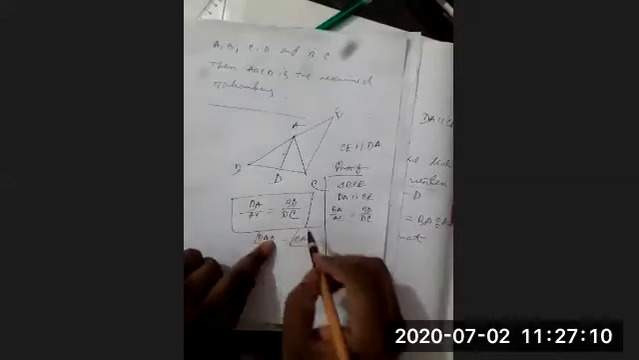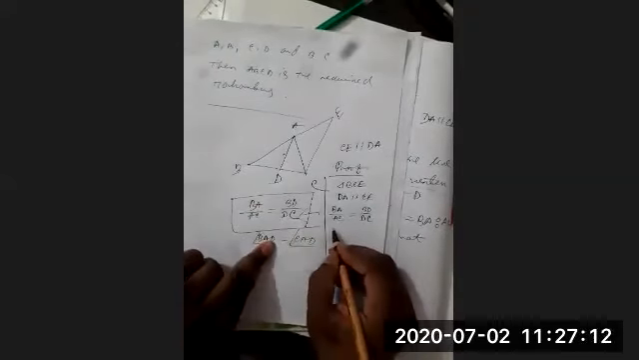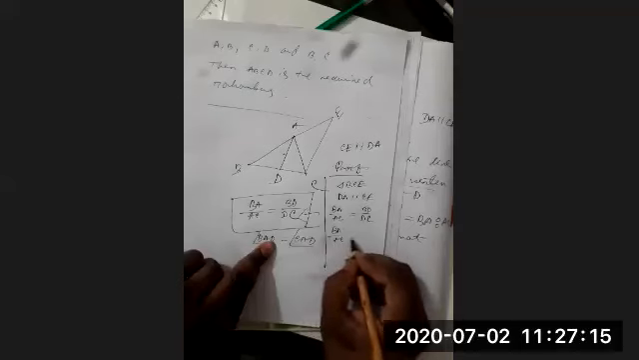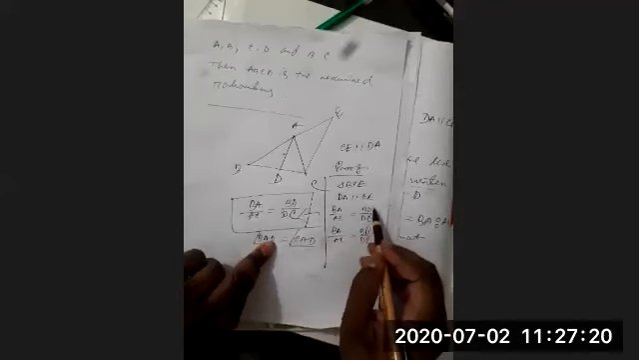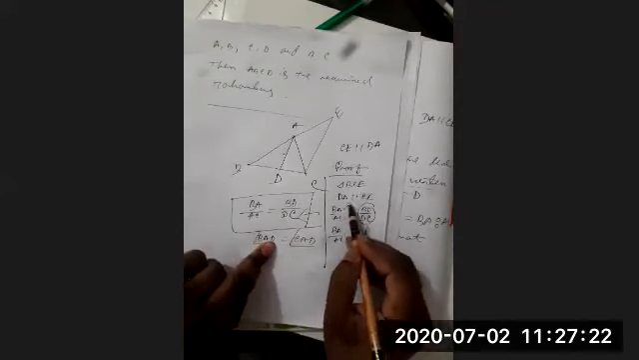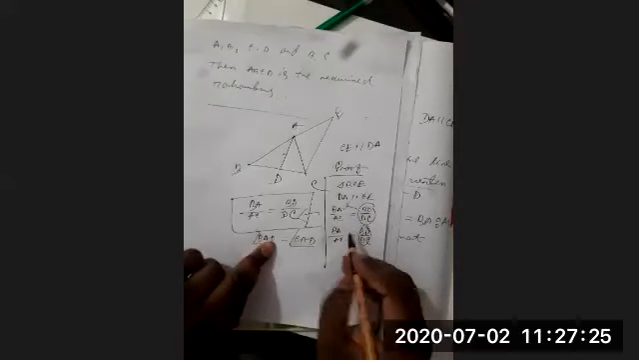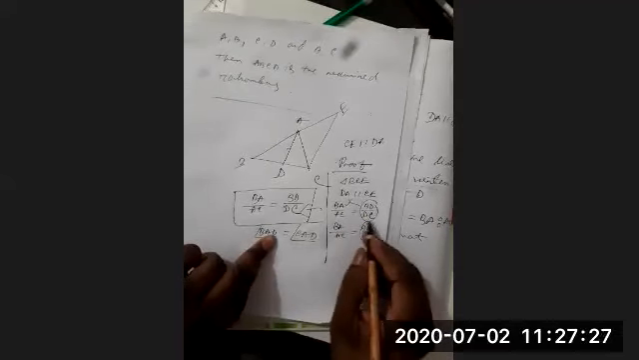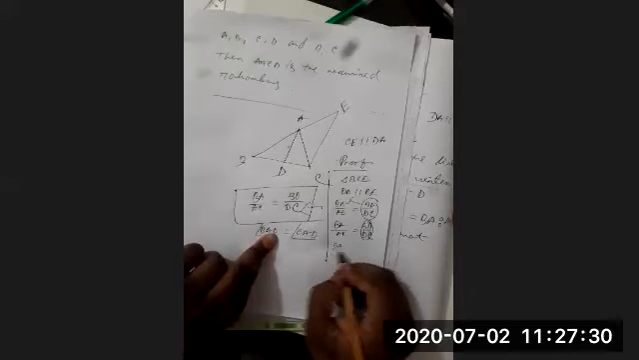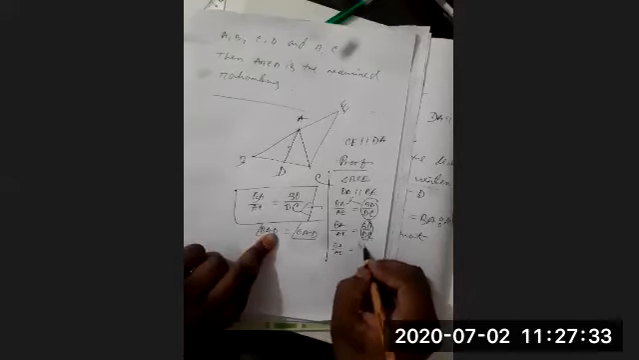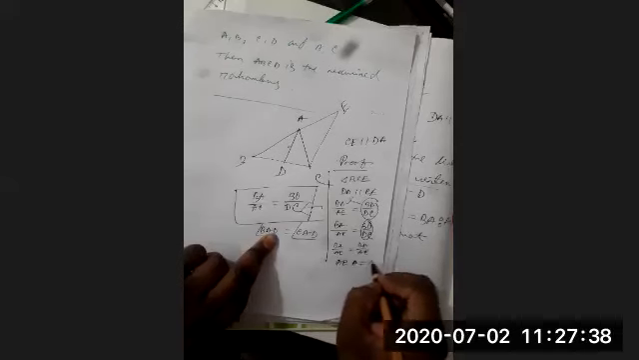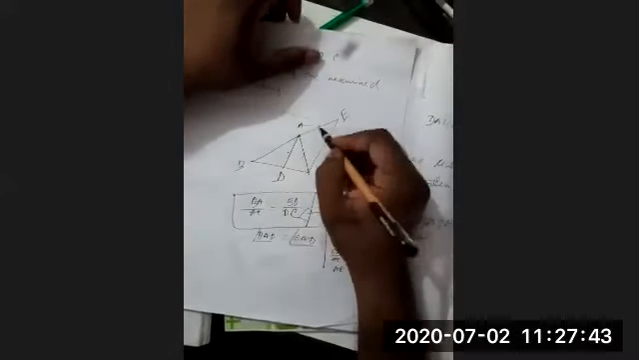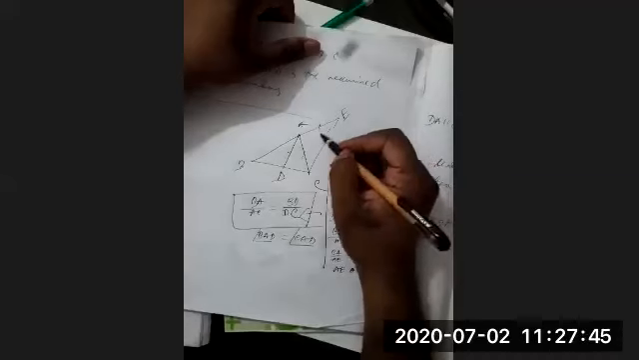But our given condition is that BA by AC equals BD by DC. So on the right side BD by DC equals BA by AE, and BD by DC equals BA by AC. Therefore, on the left side, BA by AE equals BA by AC. Hence we can say that AE equals AC. AE and AC are two sides of the triangle ACE.